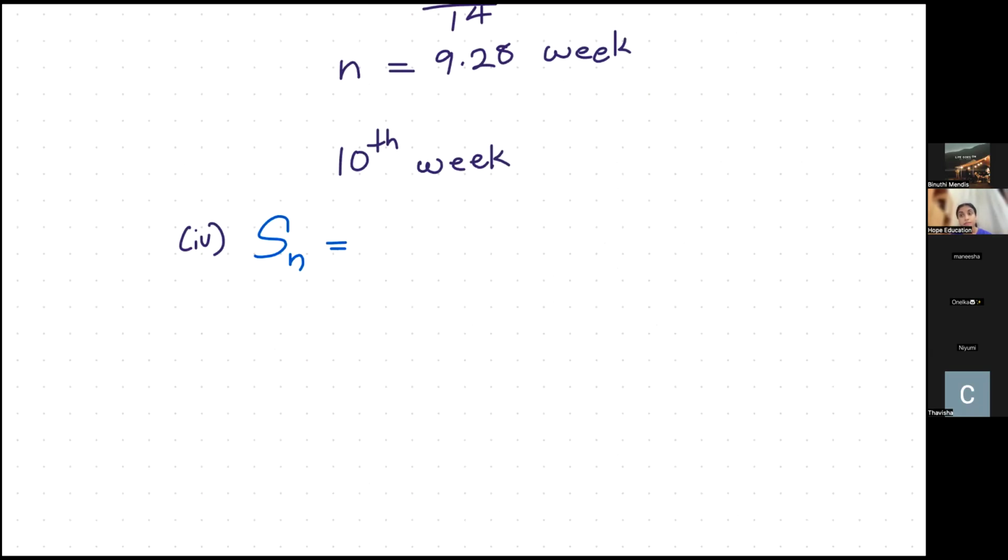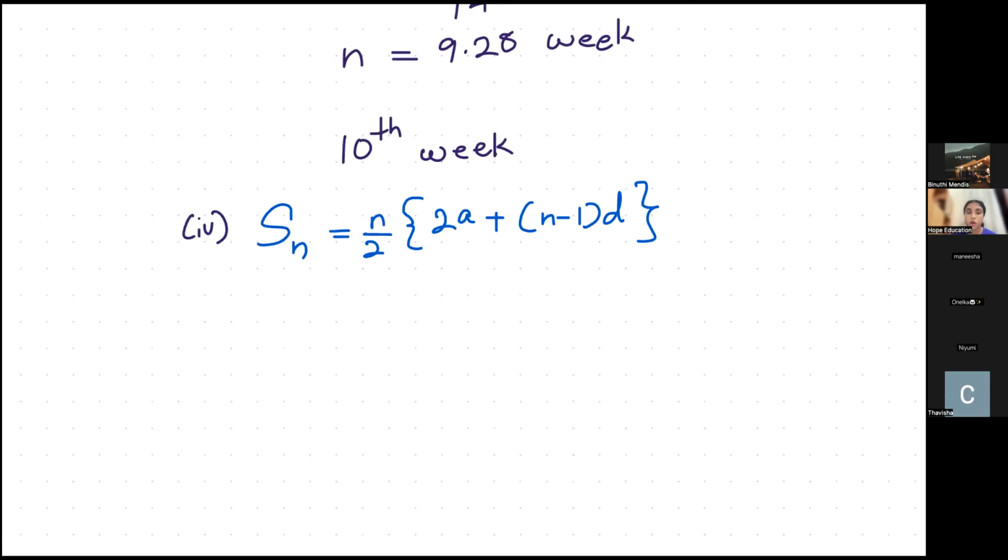Sn equals n over 2, n over 2, quickly. Okay, 2a, yes. Plus n minus 1 d. It is difficult to type. You can just unmute and tell me. Typing in the chat box is a bit of a hassle. You can unmute and say it if you want to.